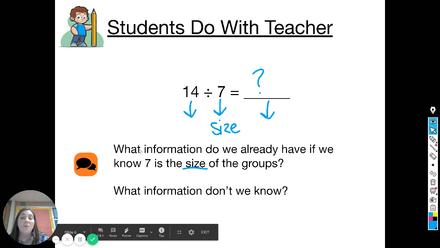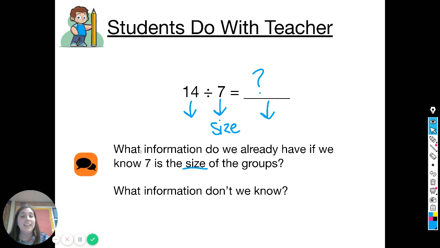Okay, so 14 is our total. 14 is our big number. We know the biggest number always comes first in division. So the first number in our division sentence is always going to be the total.